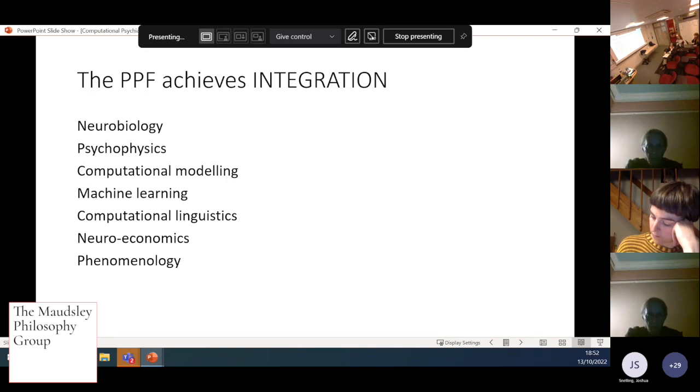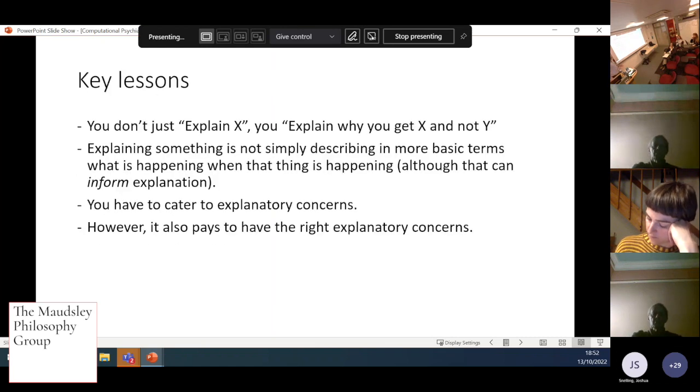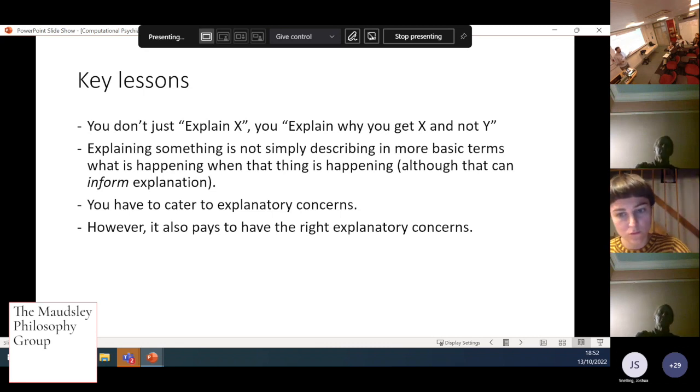Like I've mentioned already, it seems like predictive processing achieves integration. You've got neurobiology, psychophysics, computational modeling, and so on. So the key lessons: you don't just explain X, you explain why you get X and not Y, where X and Y are relevant contrasts. What determines relevance is clearly your explanatory concerns. So there's not just a universal level of relevance; it's relevant relative to our explanatory concern.